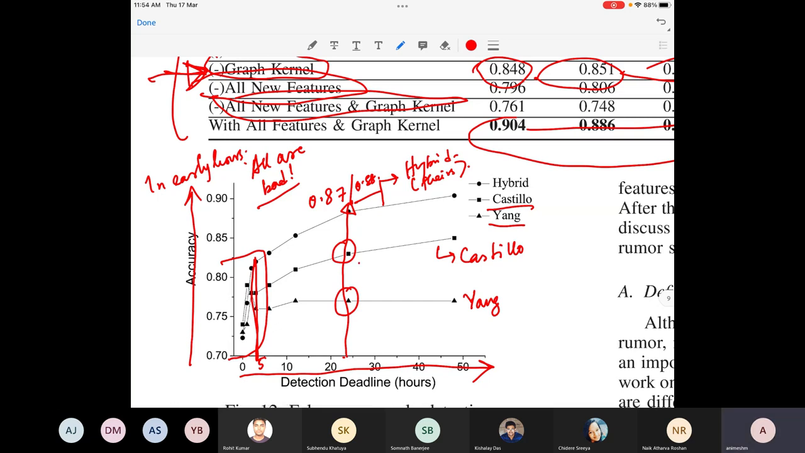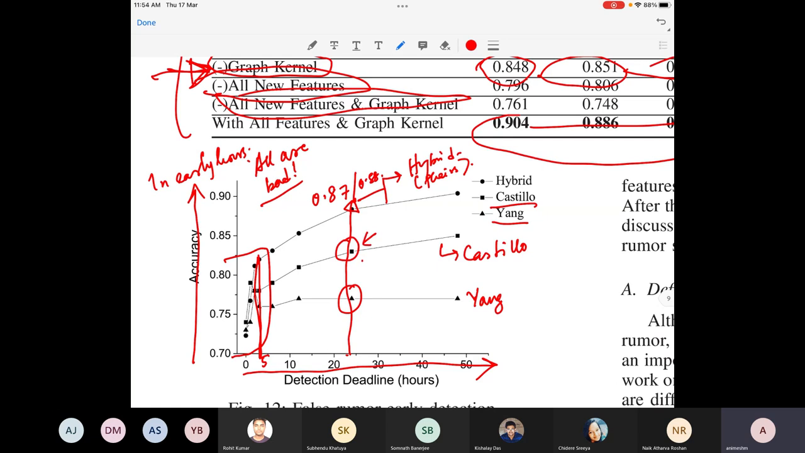In fact, Castillo is better than Young because, as I said, Castillo uses some repost features and some simple graph features, which allow it to capture some of the information in the propagation trees that the authors have built. So some of the goodness of those propagation trees is getting fused into Castillo's model because they are using some very simple repost features. However, it is not as good as using the random walk kernel that the authors have used.